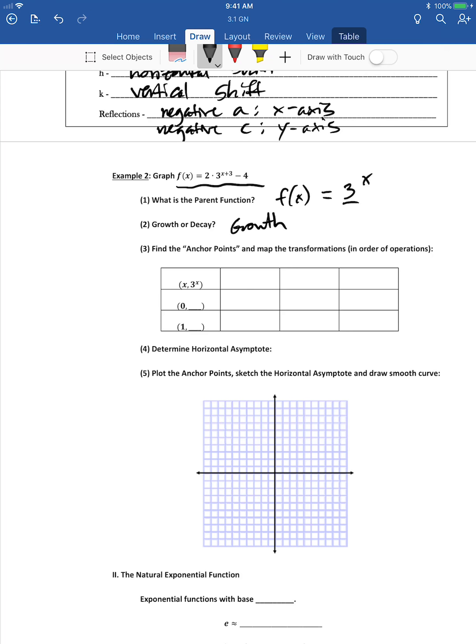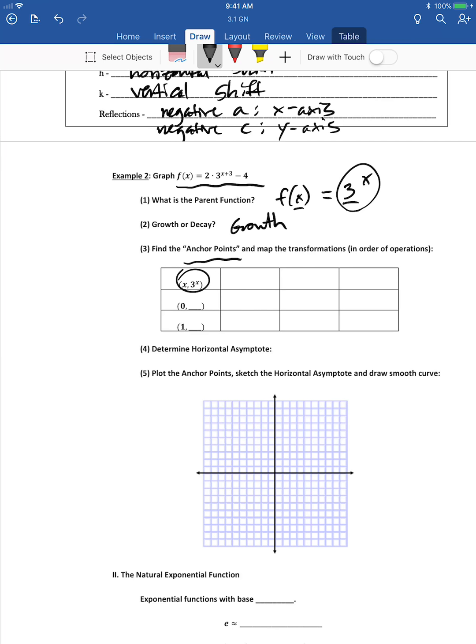And then this third step, we're going to use something called anchor points. And then we're going to look at the transformations. So this will make it super easy and simple for us to graph our exponential functions. Just follow along. I promise it's not that bad. So we're starting with just our general point. So for this function, I plug in an x, and I'll get out 3 to the x. So that's where these numbers are coming from. X, 3 to the x.